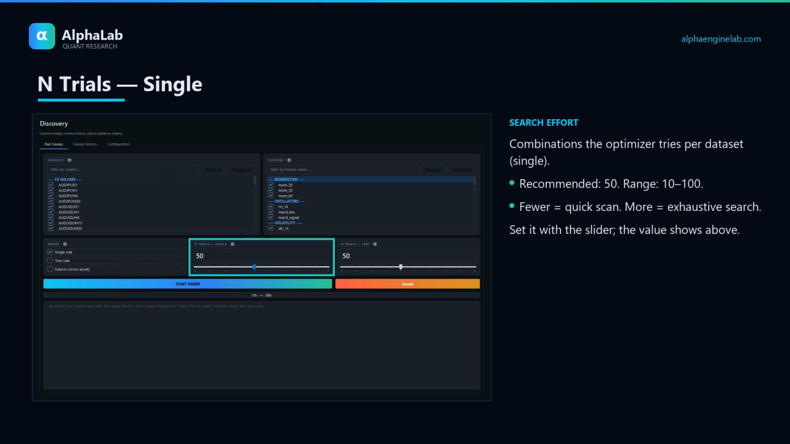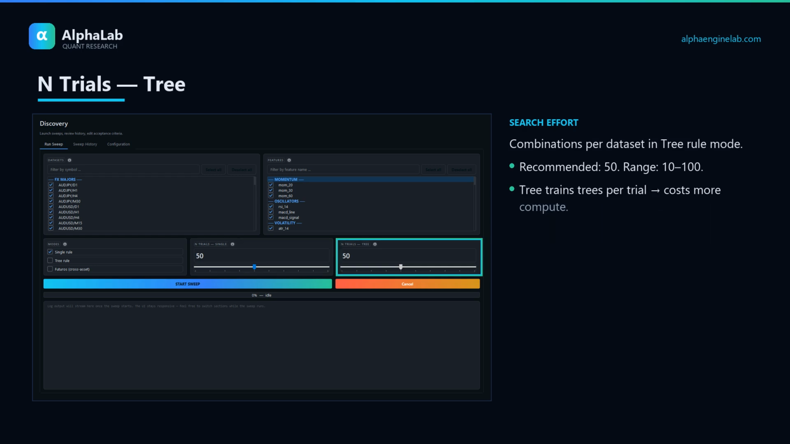In trials, single controls how many combinations the optimizer tries per dataset in single rule mode. The recommended value is 50, within a range of 10 to 100. Few trials are for a quick scan, many for a more exhaustive search. Adjust it with the slider. The number is shown above. In trials, tree is the same, but for tree rule mode. Keep in mind that tree rule trains a decision tree on each trial, so each trial costs more compute than in single. 50 is also recommended, in the same 10 to 100 range.